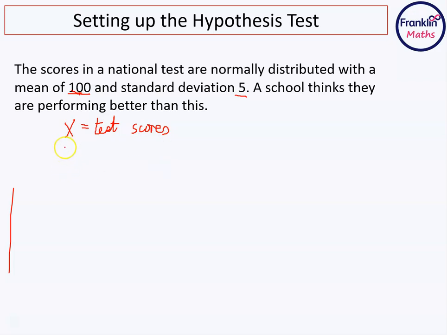And what we're going to do is define our null and alternate hypothesis. So the null hypothesis in this case is where the mean of the school will be 100. Okay, and the alternate hypothesis is going to be where the mean is, well, if they think they're performing better, so the mean is going to be greater than 100.